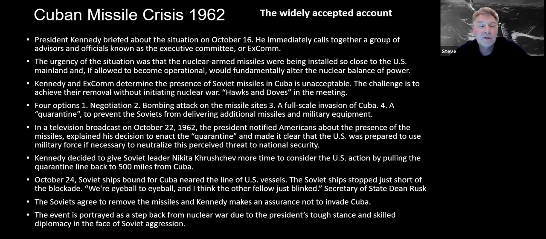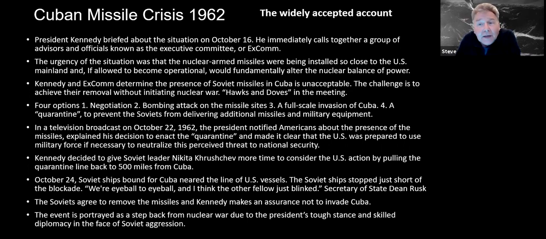It was called a quarantine. What it actually was, was a blockade, but if they'd called it a blockade, then that would, in international law, be a declaration of war on the Soviet Union. So they didn't want that, so they just changed the name of it, basically.